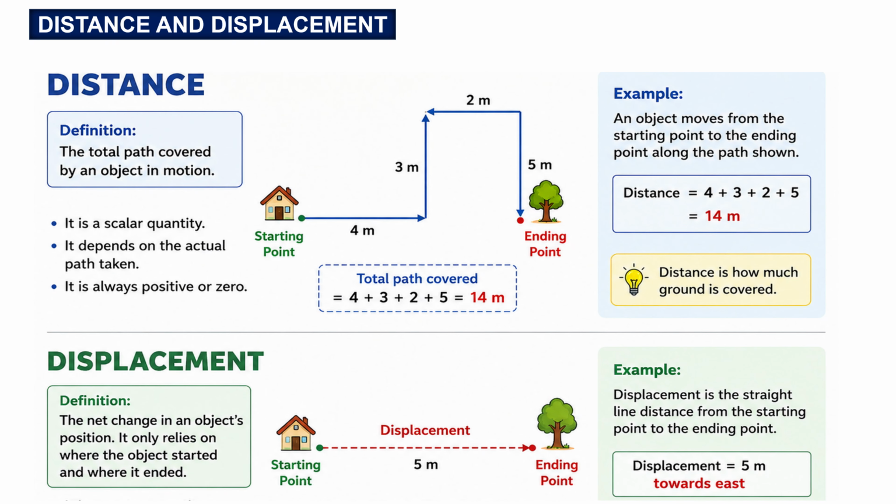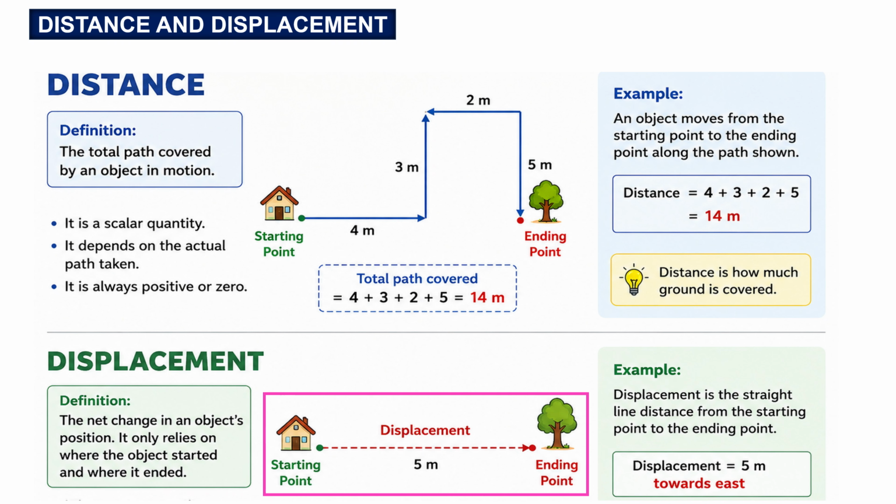Distance and displacement are two important concepts in motion. Distance is the total path covered by an object. In this example, the object travels 4 meters, then 3 meters, then 2 meters, and finally 5 meters. So the total distance covered is 14 meters.